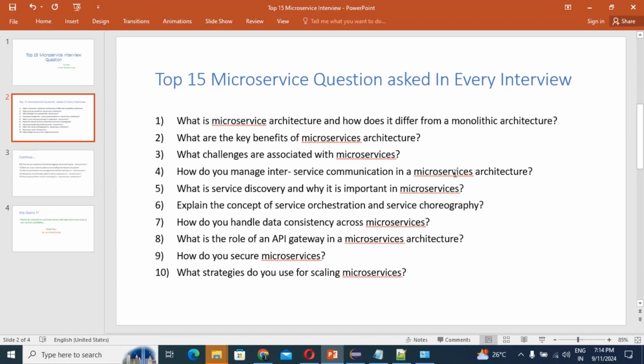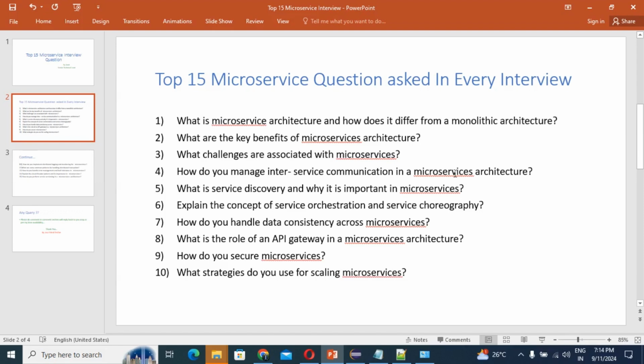Next question: what is service discovery and why is it important in microservices? This question is also generally asked by interviewers. So please be concentrated on what I am going to explain. What is service discovery and why is it important in microservices?